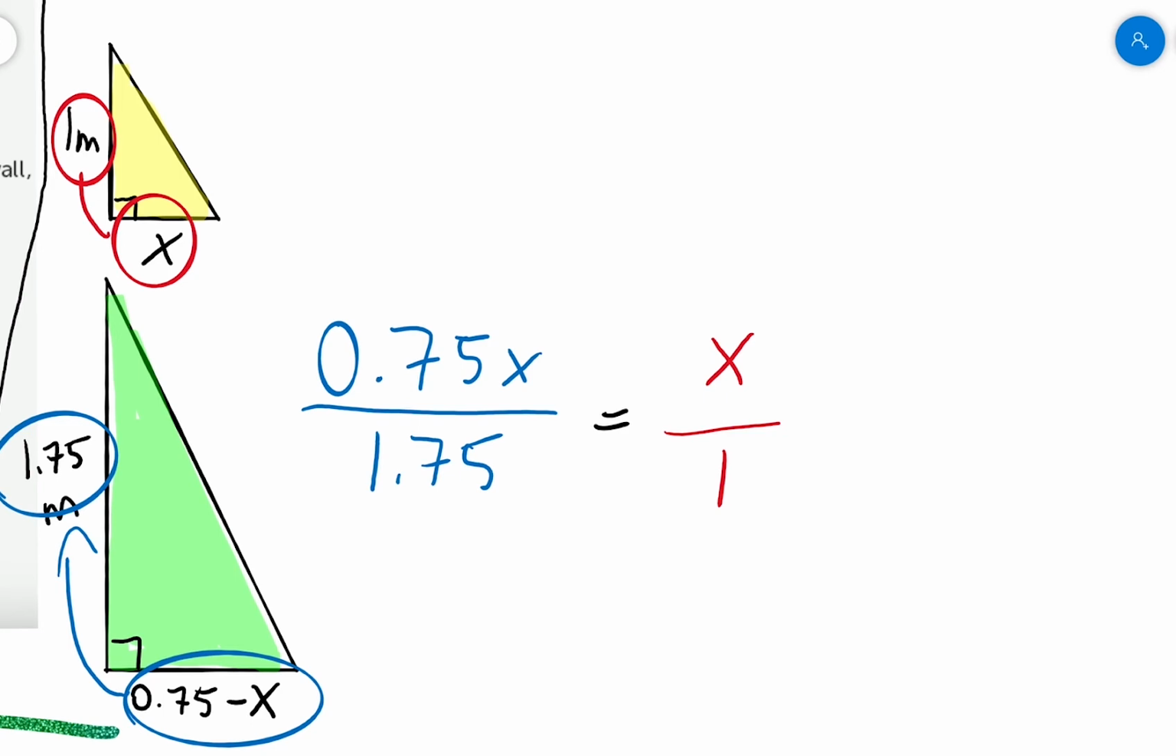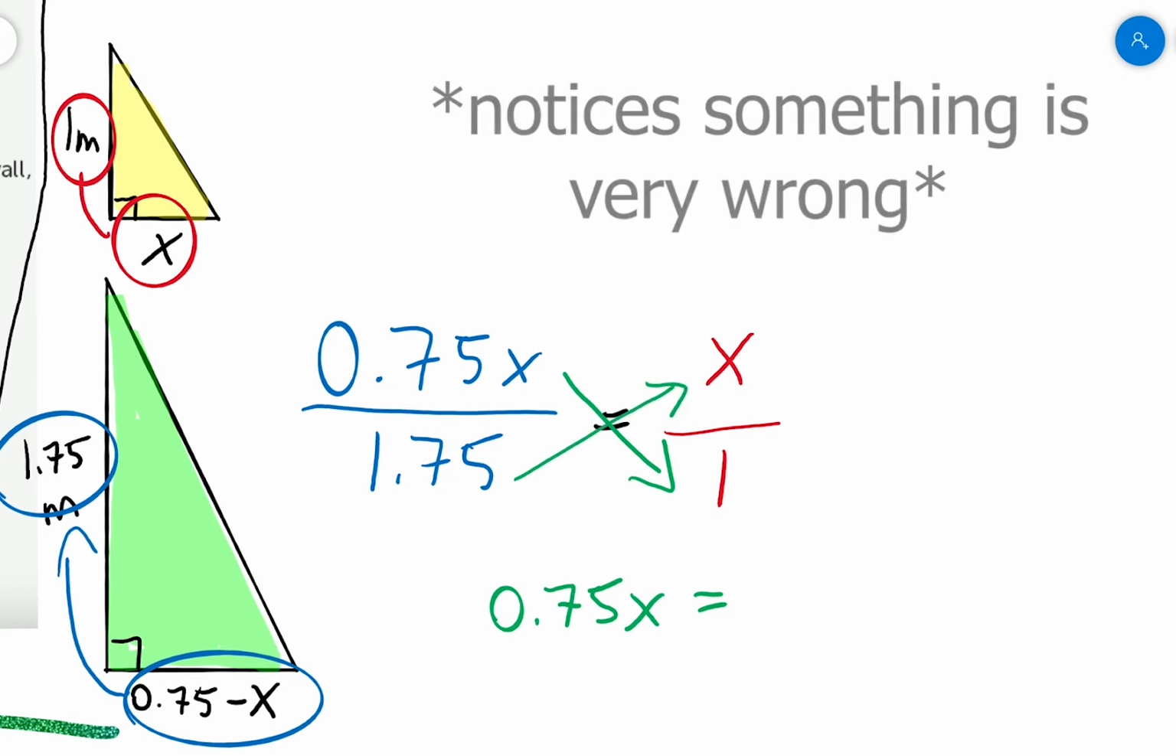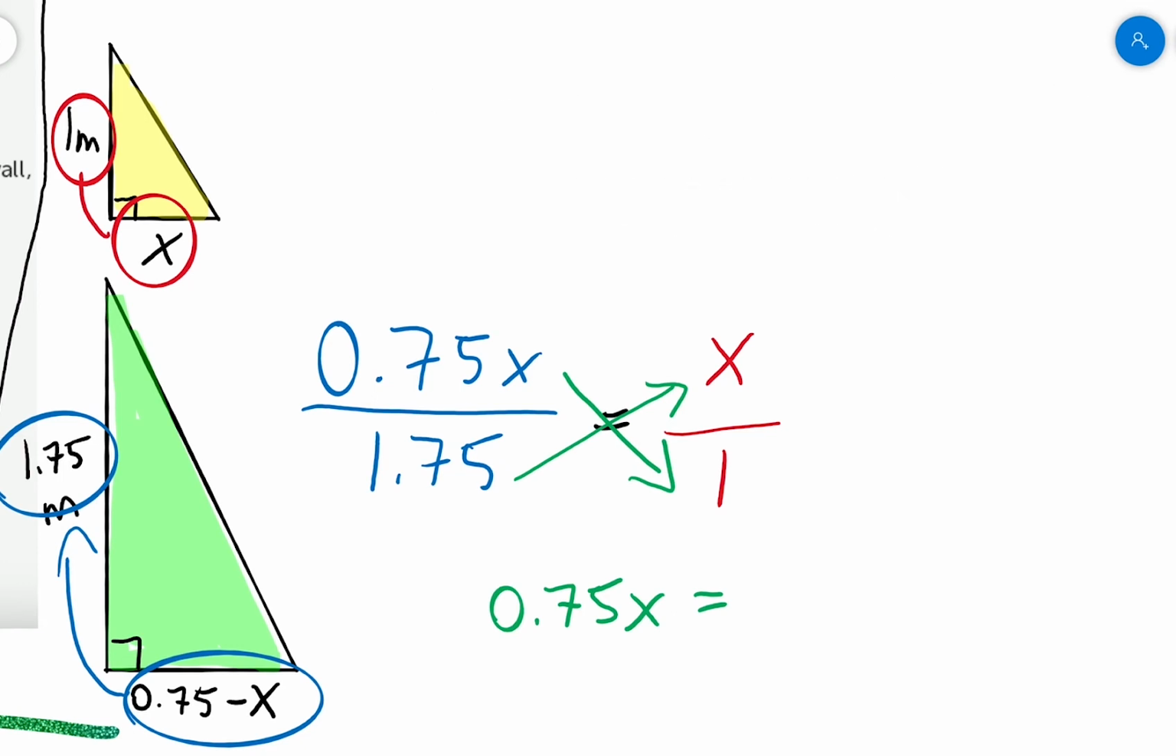Cross multiplication isn't strictly necessary here, but we'll go ahead and practice it anyway. 0.75x times 1 is 0.75x. 1.75x. I don't like where this is going. Ah, I made a mistake.